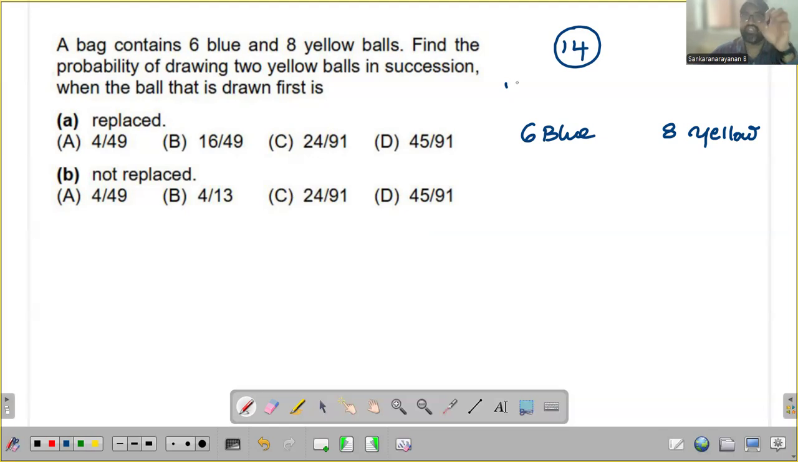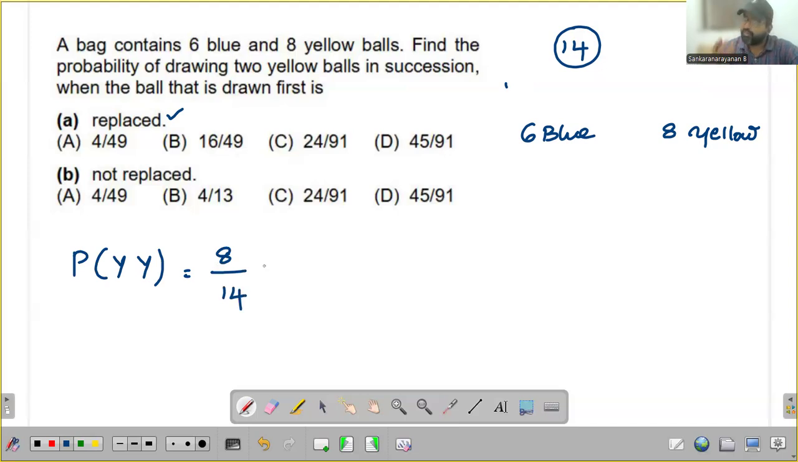Please be careful. Succession means it's one after the other. Random means you put your hand in and take 2 of them simultaneously. The difference is there. When the ball that is drawn first is replaced, so the first one, you are replacing it. You take it, you see what color it is, you put it back. So what is the probability that it's yellow, yellow when replacement is there? So you can see the probability that it is yellow is 8 out of 14.